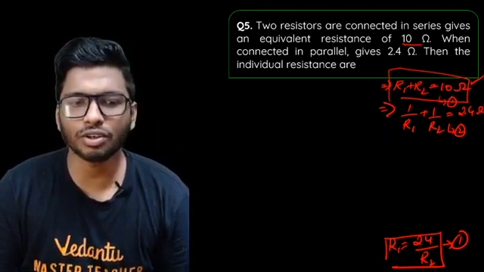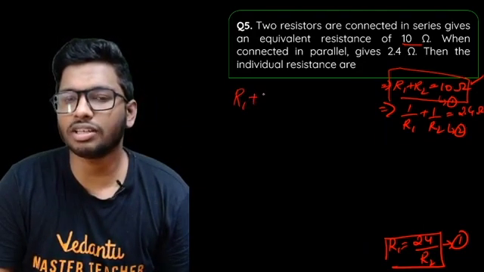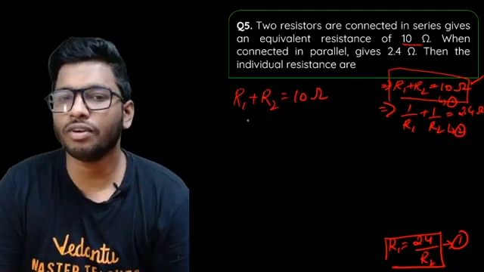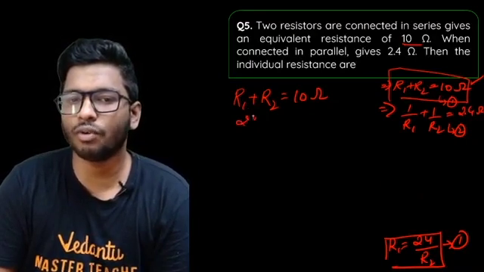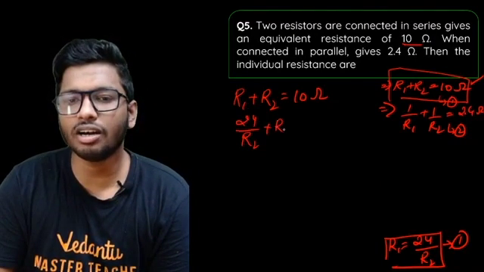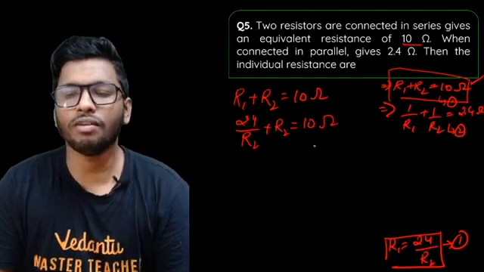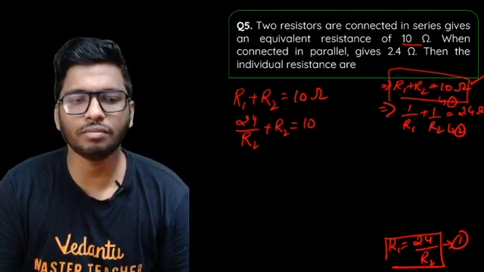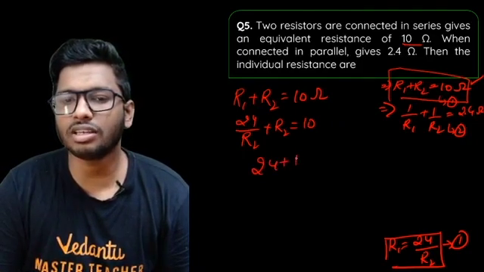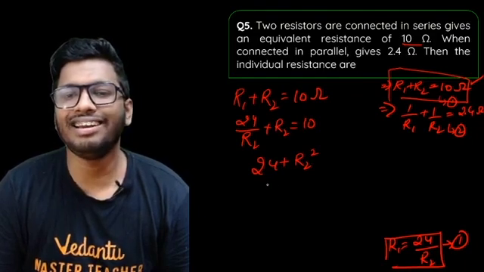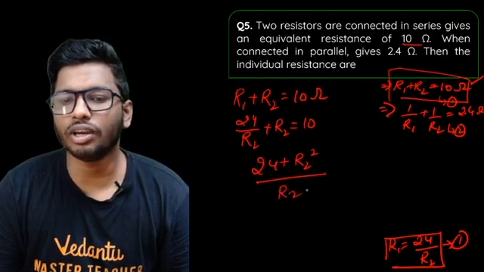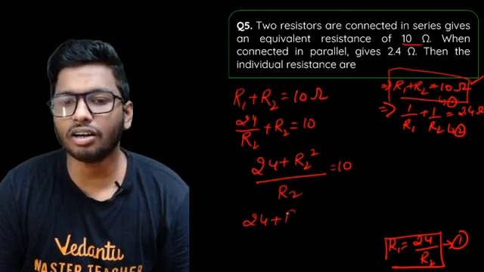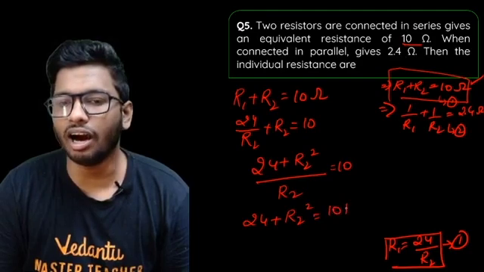So I'm going to substitute this value into R1 plus R2 is equal to 10 ohms. This is the first equation. In place of R1, I'm going to put 24 divided by R2, plus R2 is equal to 10 ohms. So I'm going to find the LCM in this case. If we find the LCM, what will you get? 24 plus R2 square divided by R2 is equal to 10. So you'll get 24 plus R2 square is equal to 10 R2.